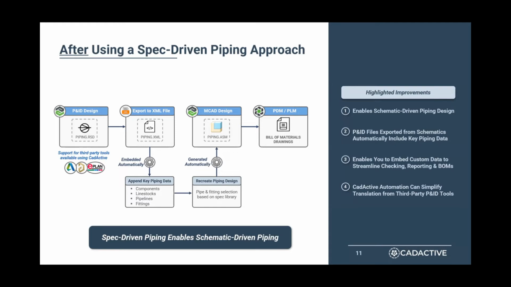So spec-driven piping enables schematic-driven piping. What I mean by that is that we can automatically extract data from a 2D concept design tool. Natively, Creo supports Creo schematics, but we've worked with other customers to help integrate other ECAD tools or P&ID design tools so that Creo can digest that information. So not only is it easier from a usability perspective, but it makes sure that we're doing this accurately and that the right data is getting through every single time into Creo.